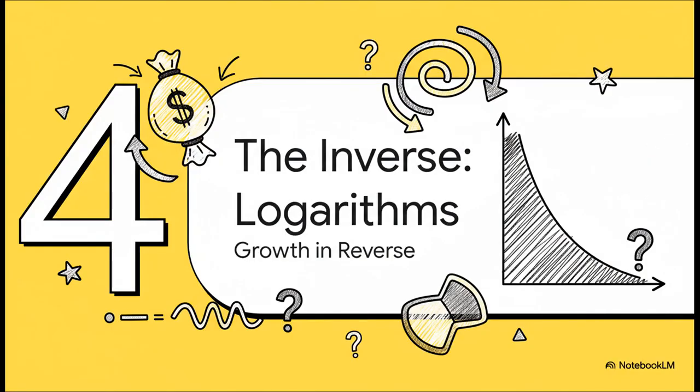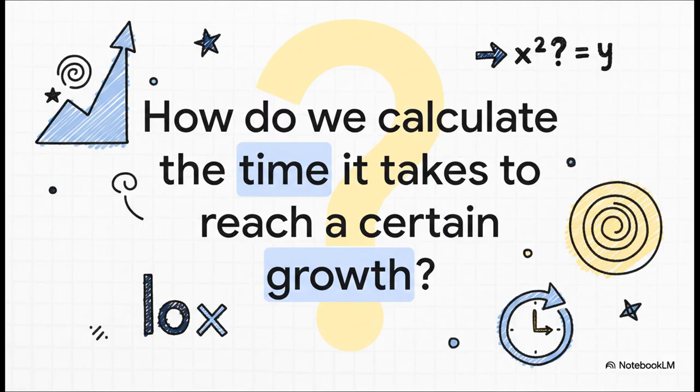Okay, but what if we flip this whole problem on its head? What if we know the destination? We know how much money we want, but we need to figure out how long it's going to take to get there. Yeah, this question is really the key. We're great at calculating growth over a certain amount of time, but how do we solve for the time itself? How do we work backwards when that variable we need is stuck way up there in the exponent?